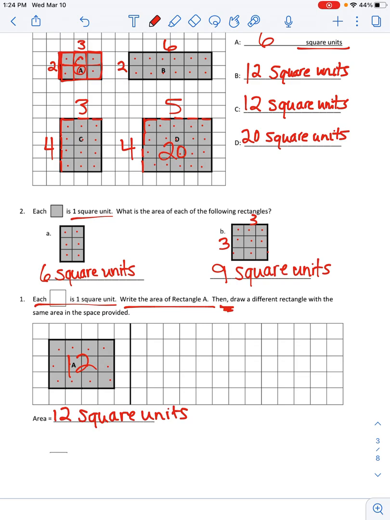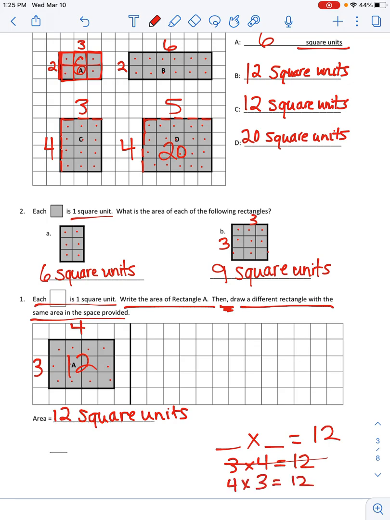Second, draw a different rectangle with the same area in the space provided. So I need to draw another rectangle that has 12 squares, but it can't look exactly the same. This one has 3 as its length and 4 as its width. So I need to think of my multiplication facts. What times what equals 12? Well, they've already done 3 times 4. That's already taken. I could do 4 times 3 equals 12. I could draw that one.